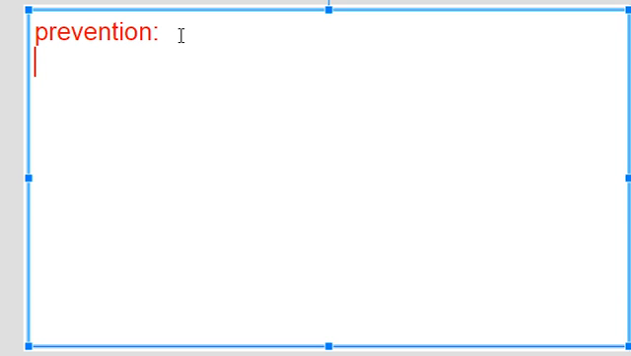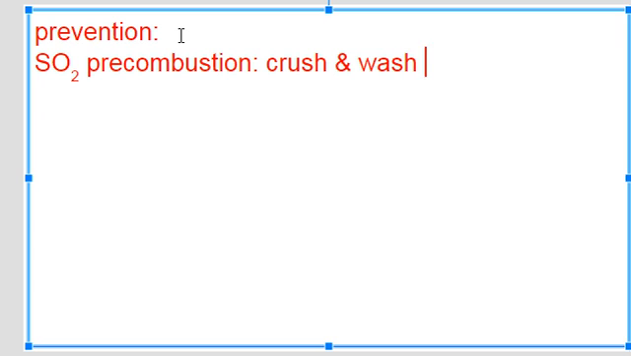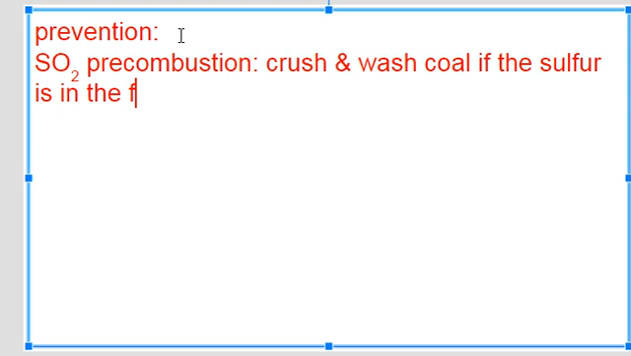Well, SO2 you can prevent before you use it. We call that pre-combustion. You can just crush and wash your coal, if the sulfur is in the form of a metal sulfide, because metal sulfides are going to be heavy and they'll sink to the bottom, and you'll be able to separate the sulfur out and then go ahead and use the coal for its intended purpose.